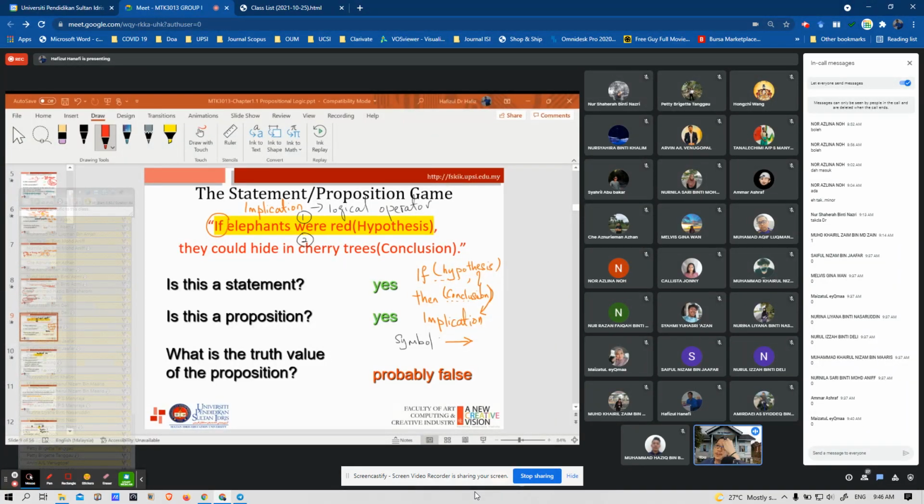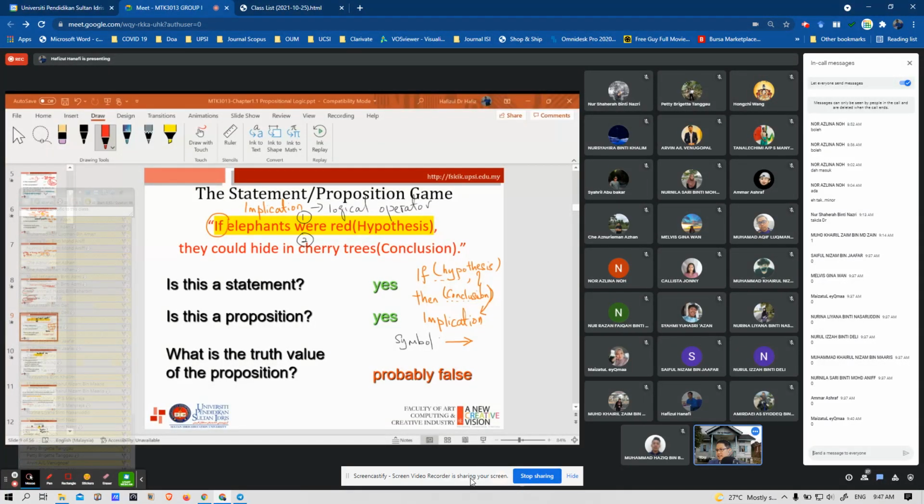Is this a statement? Yes. Is this a proposition? Of course, yes, because it is a statement and it contains a true or false. And then what is the truth value of this proposition? Probably false, because we can see here the logic of the statement. If elephants were red, they could hide in the cherry tree. Why can they not? Could somebody tell? Elephants are big, so they cannot hide.